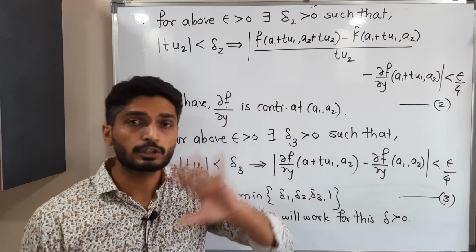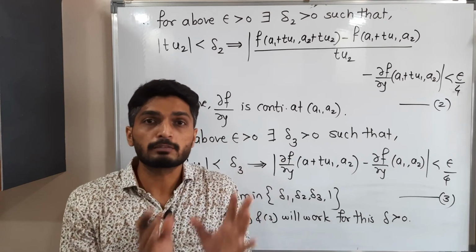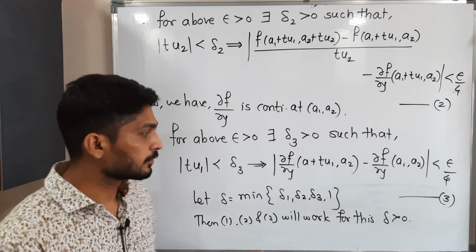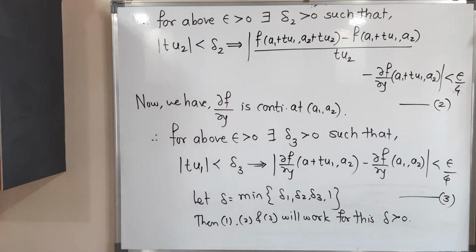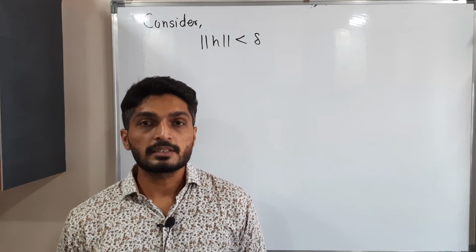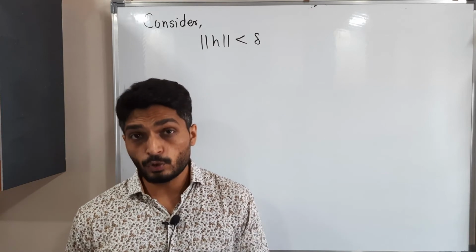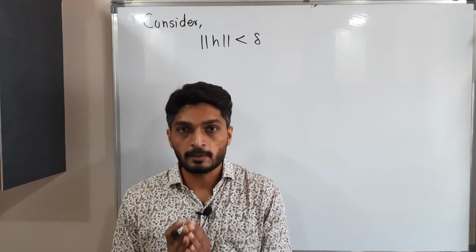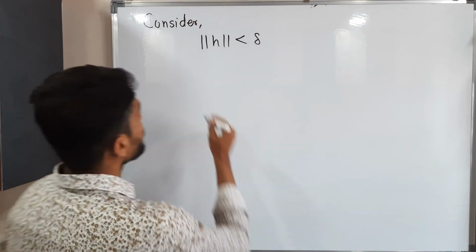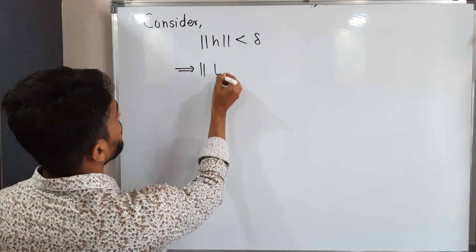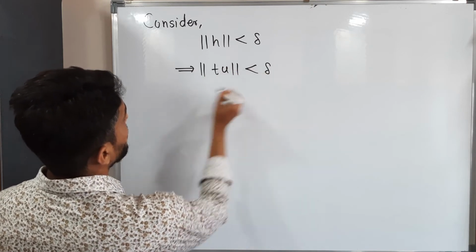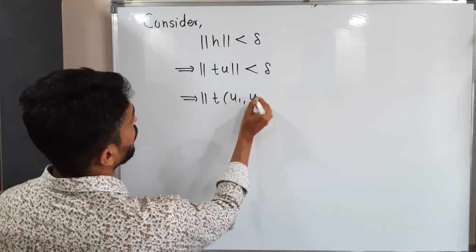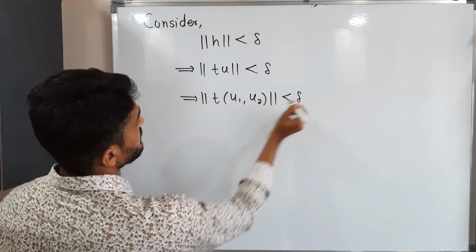After that I am going back to the statement marked star, and we will prove that each of them is less than epsilon. Before that you can take a screenshot, then we will go further. I am considering here norm h less than delta, since in the definition of differentiability we always consider first norm h less than delta. So h means t times u, with norm less than delta.